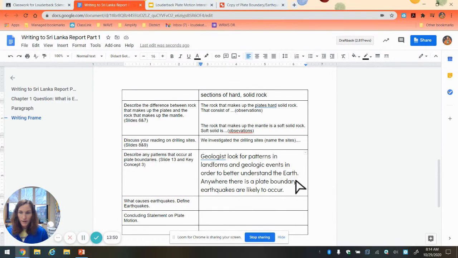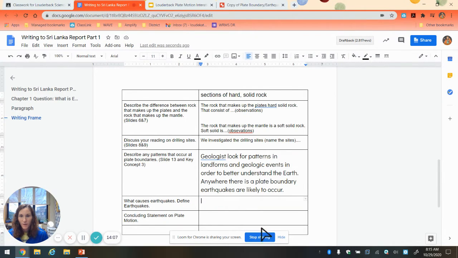Okay, I kind of did mine on the spot because I didn't have any sentences. So, you know, learn your lesson. If you do the work ahead of time, you don't have to think like Miss Lauterbach does and refresh your mind a little bit. Okay, now the next section in the writing frame is what causes earthquakes and define earthquakes.